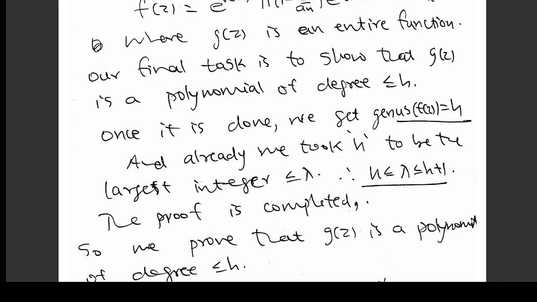So if you are able to prove that this is a polynomial of degree less than or equal to h, then by the definition we had earlier, this h will be the genus of f(z). Therefore, we chose h to be the largest integer less than or equal to lambda. So if we prove that this largest integer is the genus, then we obtain that genus is less than or equal to lambda, the order, and the other inequality we already proved, lambda less than or equal to h+1. So the only task remaining with us is to prove that in this representation this g(z) is a polynomial of degree less than or equal to h.